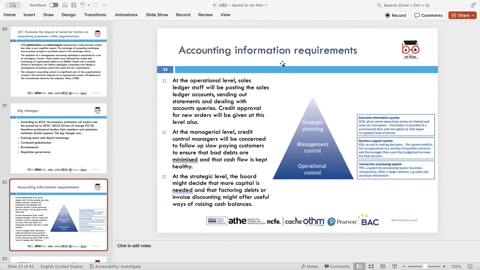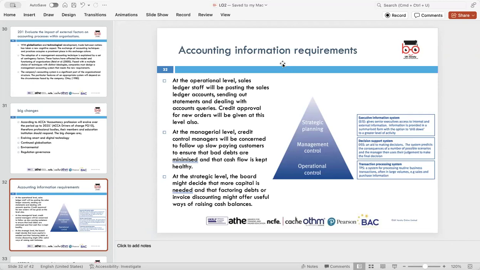Accounting information required as far as the operational level is concerned, sales: in addition to posting the accounts in the sales ledger, the ledger personnel will also be responsible for sending out statements and responding to inquiries regarding accounts. So this level will also be responsible for granting credit approval for new orders.